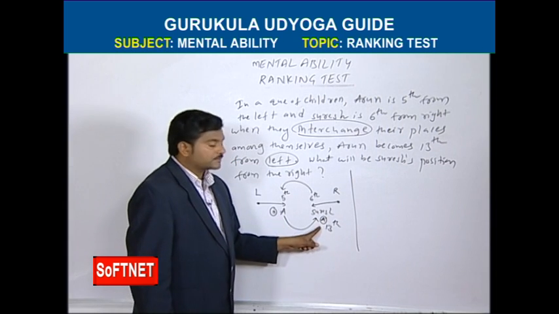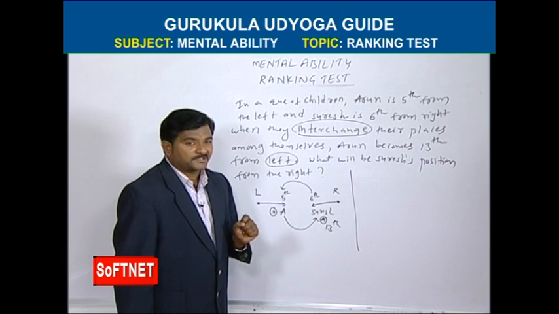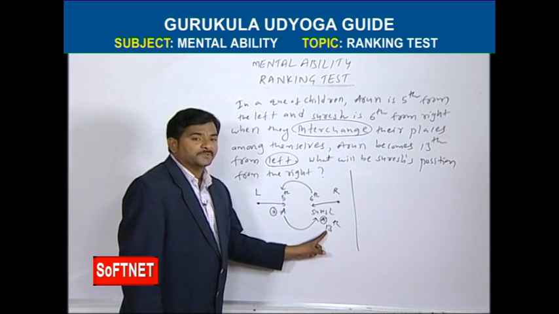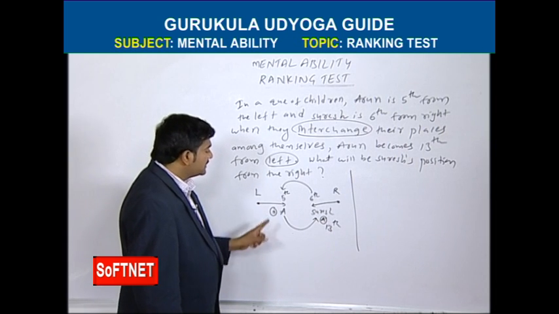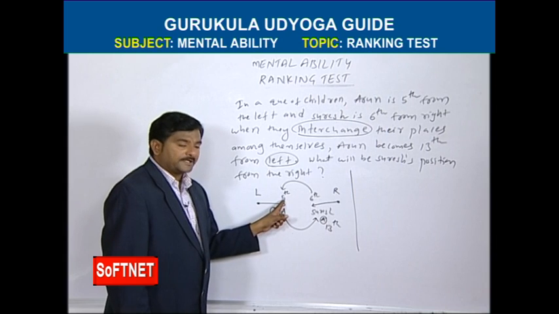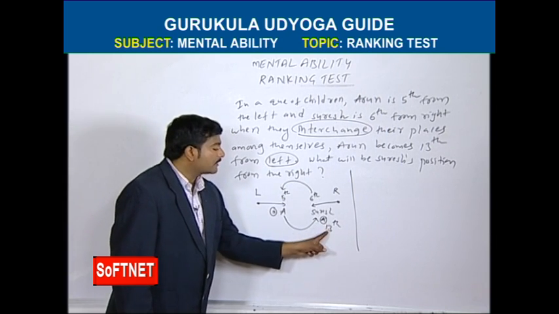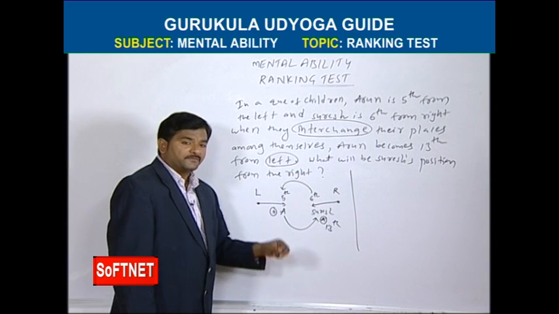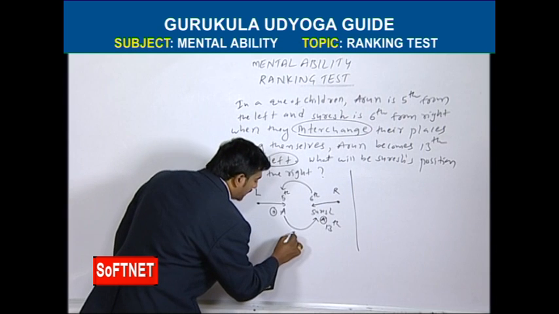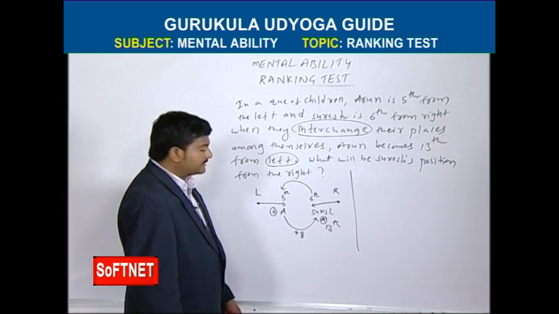Arun went to Suresh's position. Suresh went to Arun's position. After this interchange, what happened? Arun occupies which position? 13th position, from left. Earlier Arun was in 5th position. Now he occupies 13th position from left only. What does it mean? He moved towards right how many steps? 8 steps.